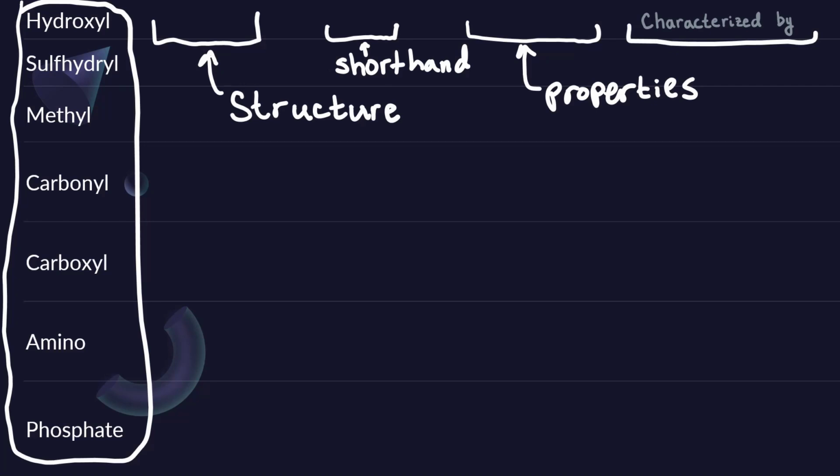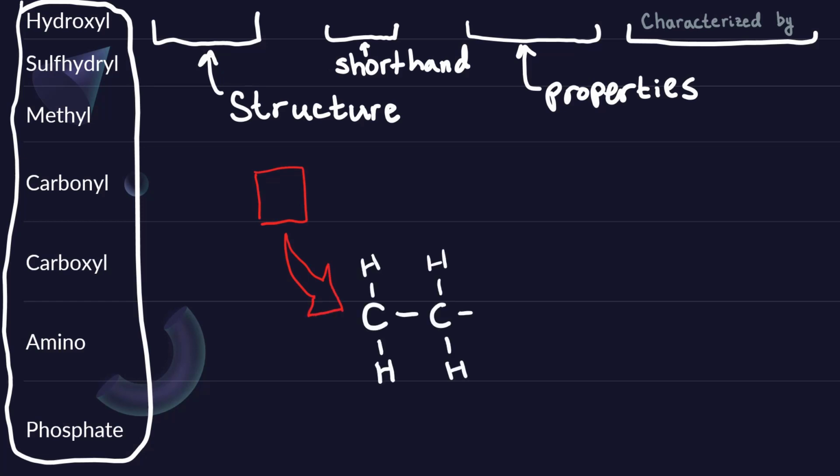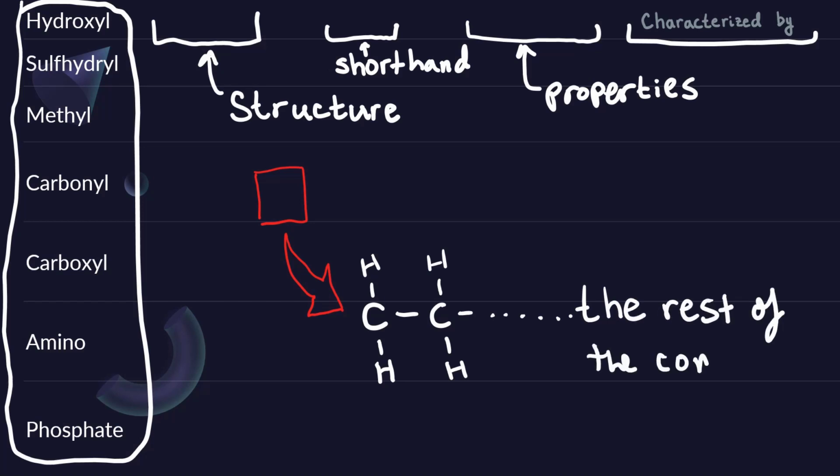Okay? Now, before we dive in, just to clarify, I'm going to be drawing some red boxes like this moving forward. Those red boxes just represent the carbons and hydrogens and other atoms that are attached to these functional groups. Basically, they represent the rest of the compound that is coming off of the functional groups. Sound good?